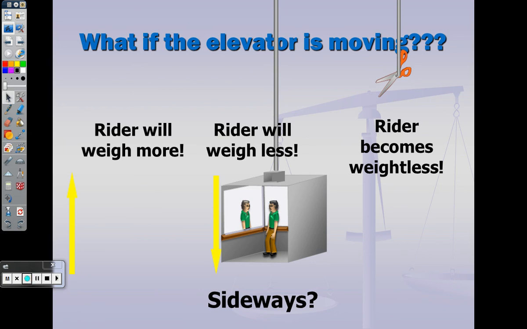All right, what about sideways? That'd be the same, right? Because it's not going up against gravity or down with gravity. So sideways, weight's the same.